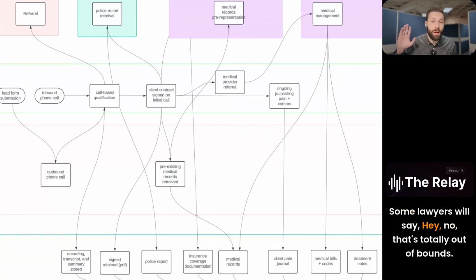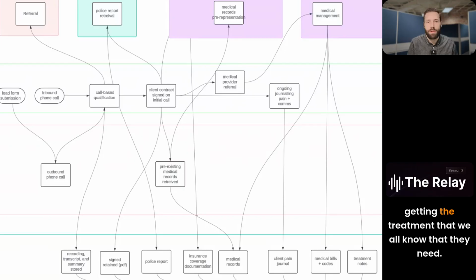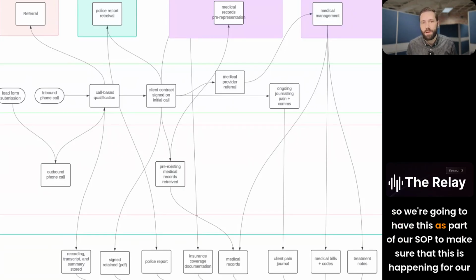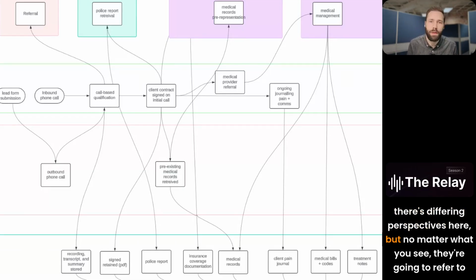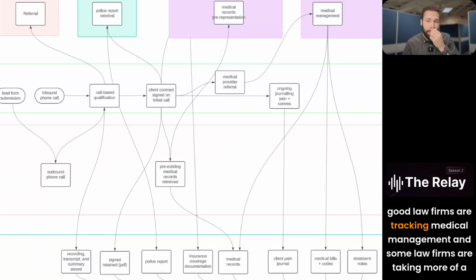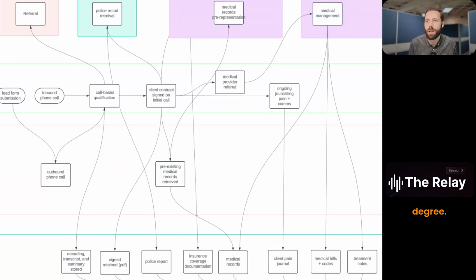Some lawyers will say, hey, no, that's totally out of bounds. Other lawyers will say, if these things aren't happening, then the client is not getting the treatment that we all know that they need. So we're going to have this as part of our SOP to make sure that this is happening for our clients, right? There's differing perspectives here, but no matter what, they're going to refer to a medical provider. Good law firms are tracking medical management, and some law firms are taking more of a prescriptive approach to what that medical management looks like to some degree.